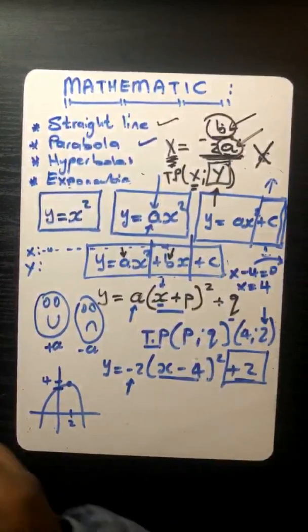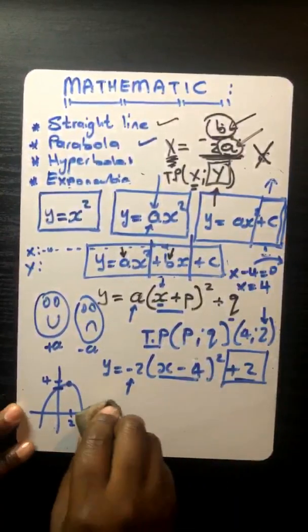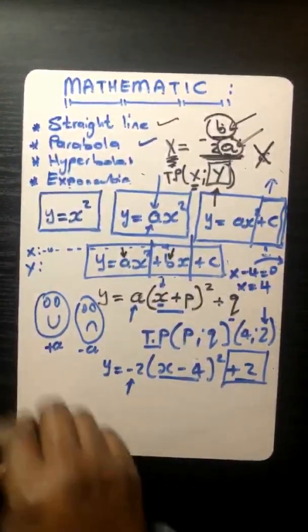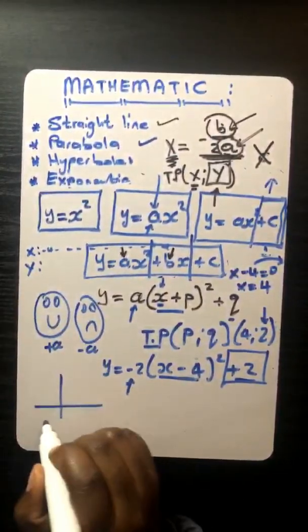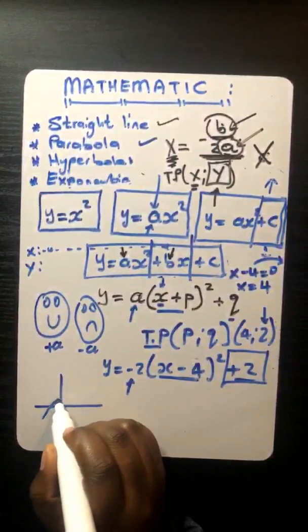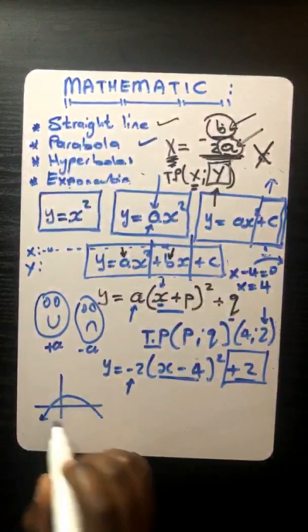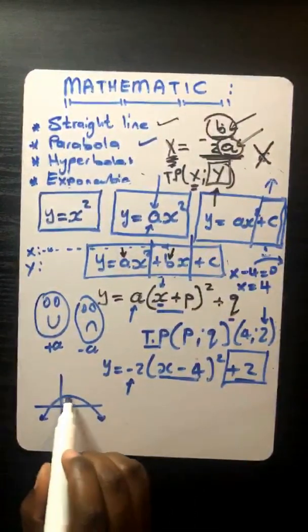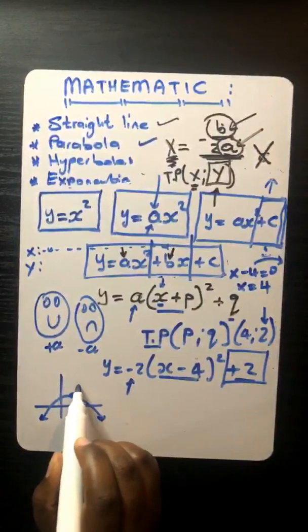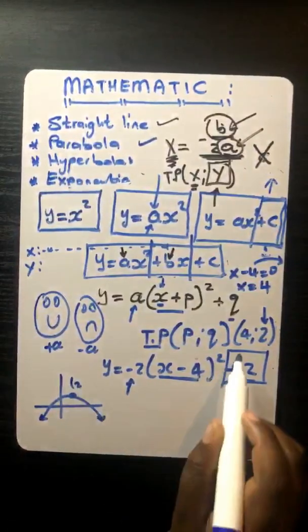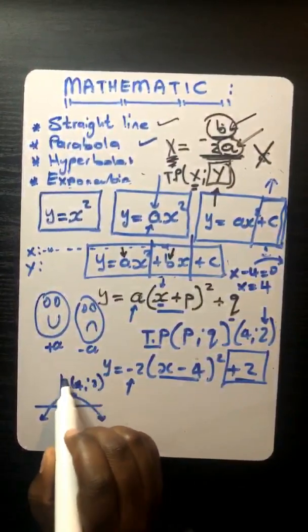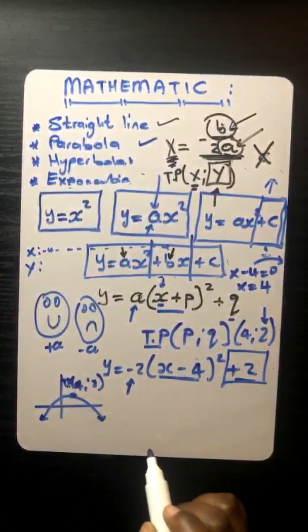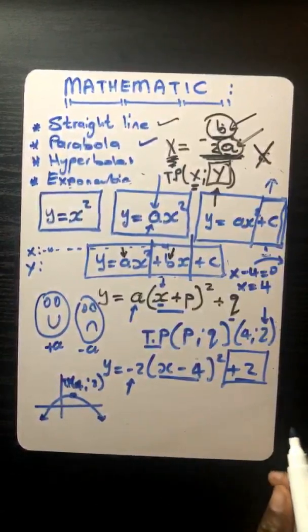So that means I might need to try to redraw this correctly. Let me draw something similar to that. So the turning point, what is the x value? The x value is 4, and then the y value is 2. This is your turning point. I'm not sure why I keep on swapping those two.